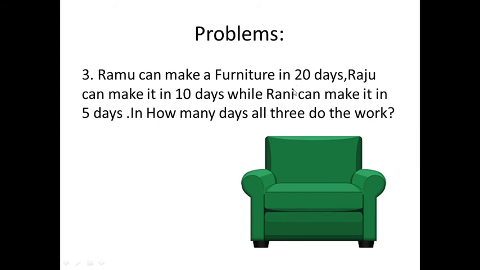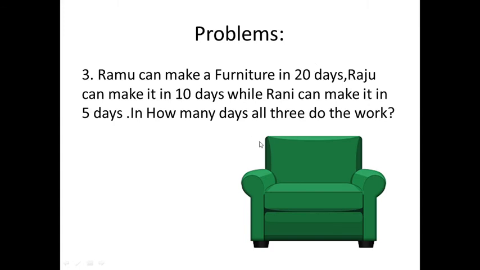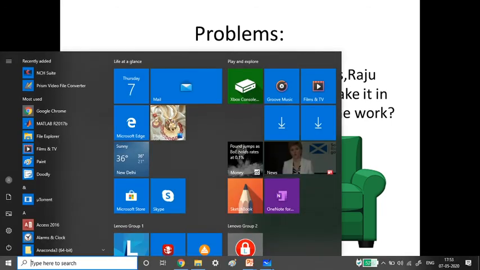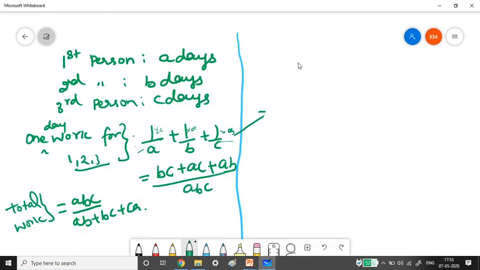So it is Ramu 20 days, Raju 10 days, and Rani 5 days, right? So see here. Now how do we calculate the 1 day work for each person? So this is the formula.